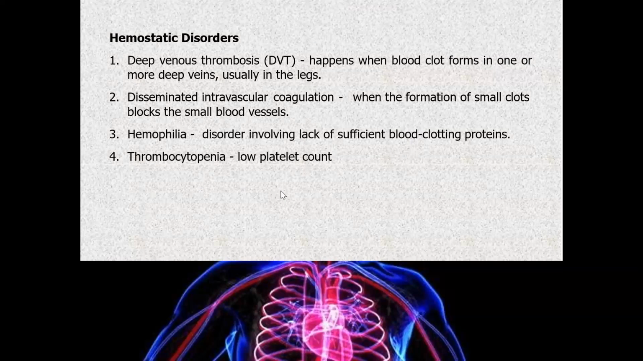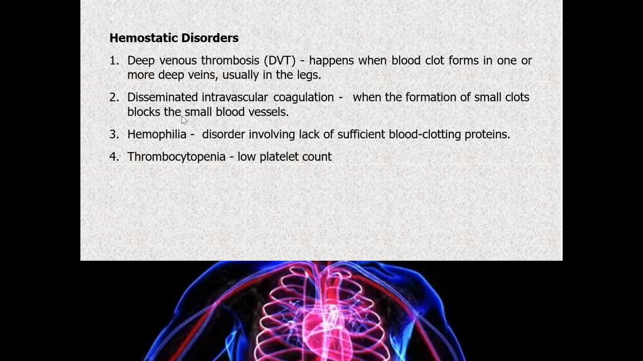So next, let's discuss the hemostatic disorders. Okay? So we have here deep vein thrombosis, or the DVT. This happens when a blood clot forms in one or more deep veins, usually in the legs. Okay? When a clot forms in our veins, it is usually seen in the legs.